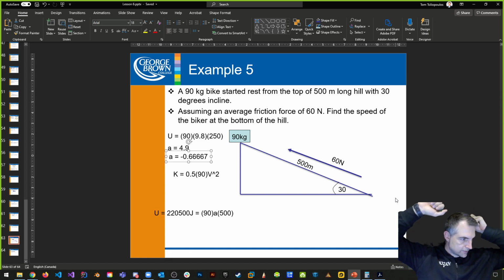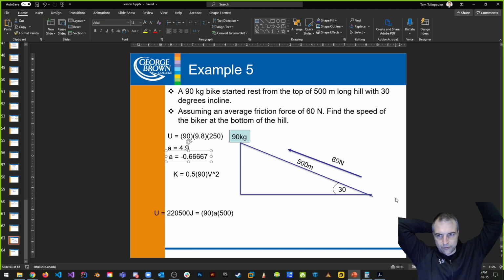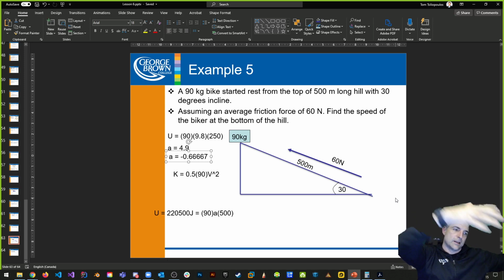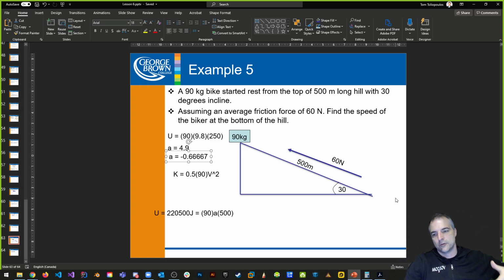So lots and lots of stuff. I have lots and lots of information for you that you can use. So I recommend when you're in lab, think about using potential energy transferred to kinetic energy. How do I do that? It's moving from 220,500 joules of potential energy into some amount of kinetic energy minus my force, minus this amount of energy.